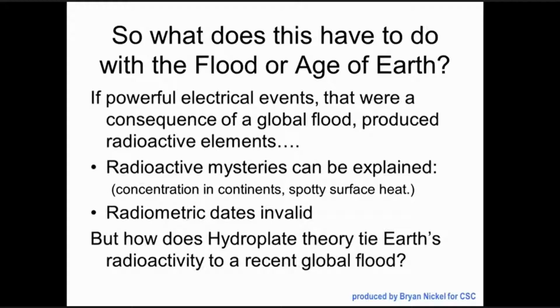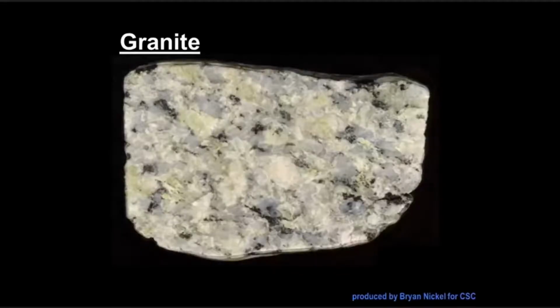But how does hydroplate theory tie Earth's radioactivity to a recent global flood? The key to seeing how Earth's radioactivity is concentrated in Earth's continental crust is to recognize that the main rock found is granite.